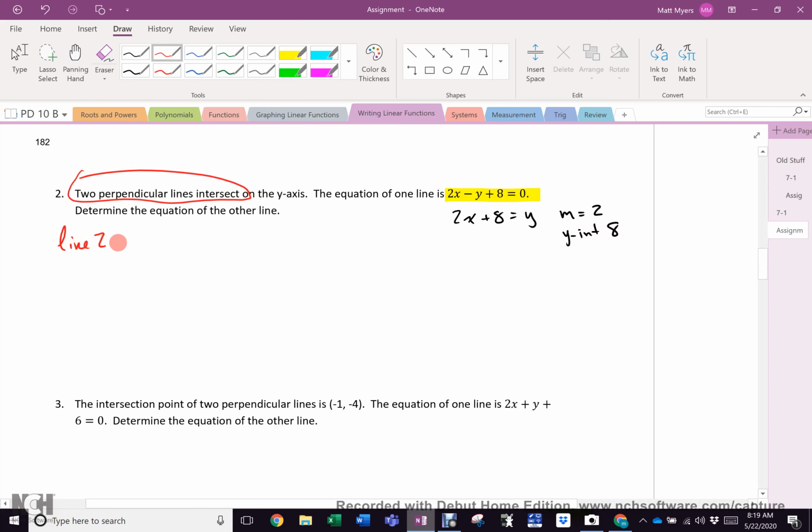line 2 is perpendicular. So its slope is negative 1/2, because I take this slope and I flip it and I change the sign. But if they intersect at the y-axis, they have the same y-intercept. So line 2 is y equals negative 1/2 x plus 8.